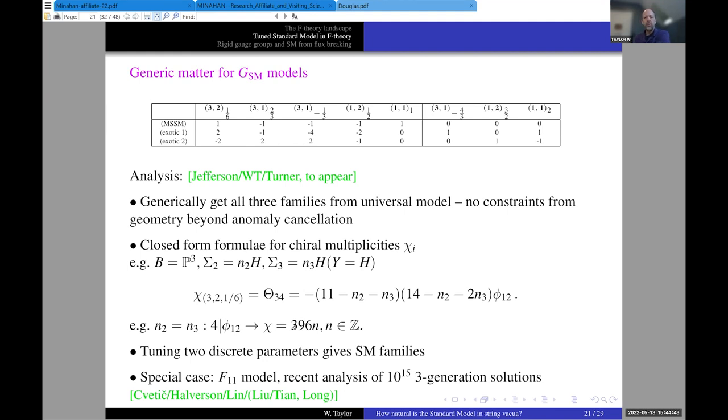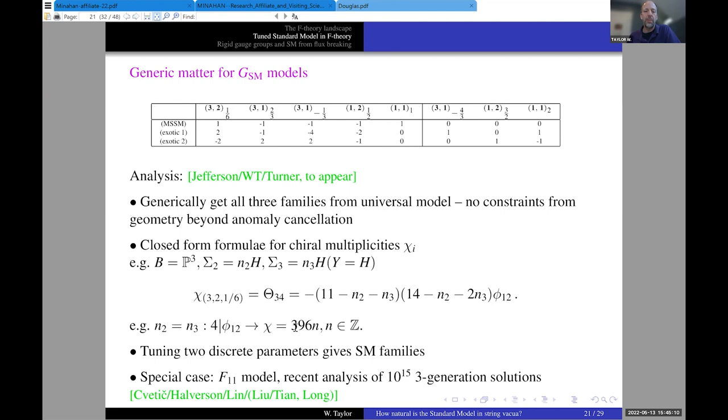And in a hopefully soon to appear paper with Patrick Jefferson and Andrew Turner, we take this general Weierstrass model and analyze chiral matter in that model using this resolution invariant structure I described. And we find that all three families are possible. There are no constraints on what families are allowed beyond anomaly cancellation. And we can write down a closed form formula for the chiral multiplicities.